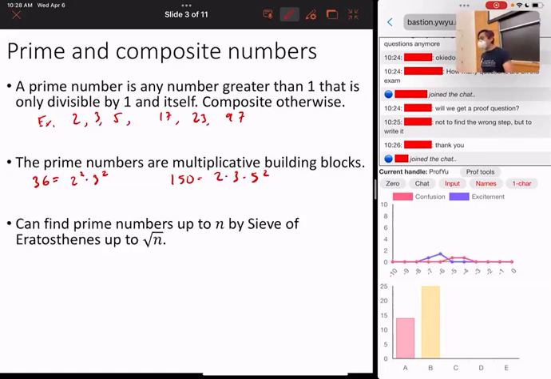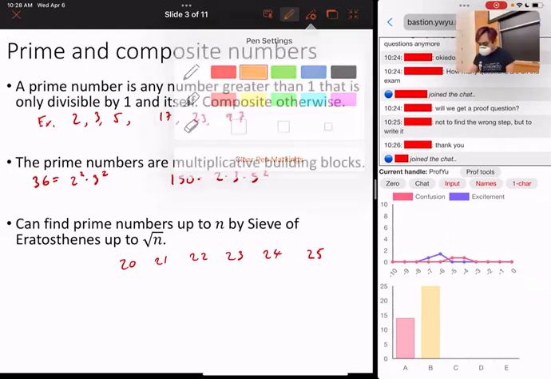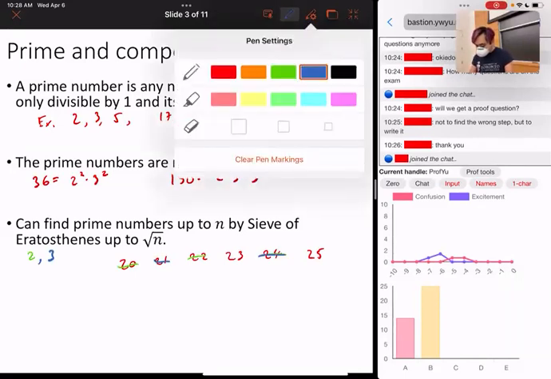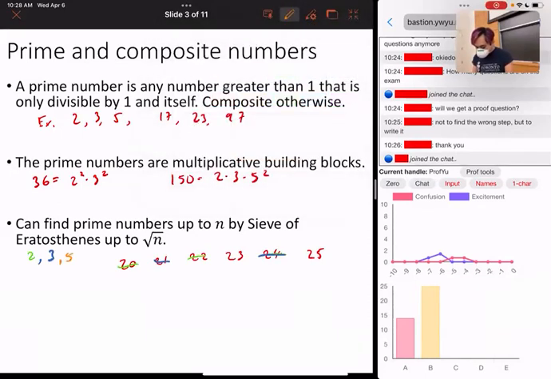You can find prime numbers up to n by using the sieve of Eratosthenes up to the square root of n. For example, if I wanted to find all the prime numbers between 21 and 25, I could write out the numbers from 20 to 25 and ask, are these divisible by 2? You rule those out. Are they divisible by 3? You rule those 2 out. Are they divisible by 5? Let's get rid of those 2. And of course, now that you've gotten up to the square root of 25, which is 5, you can stop. They aren't going to be divisible by 7, or, if they are divisible by 7, they've already been ruled out by one of the other numbers.